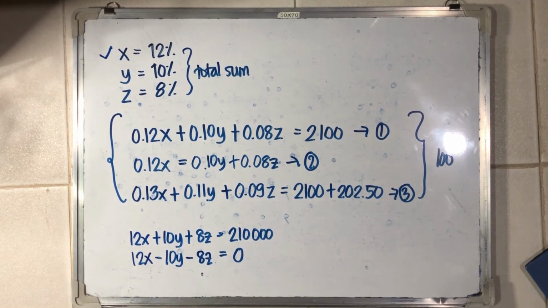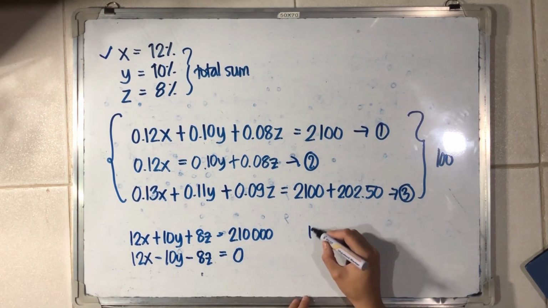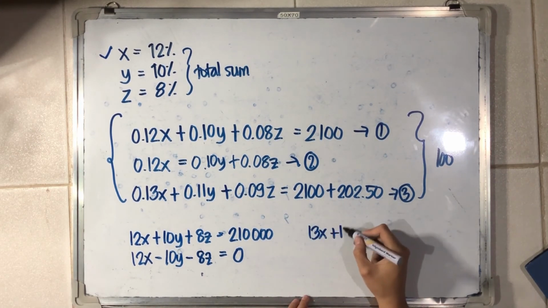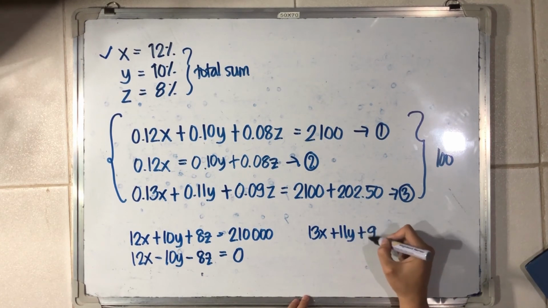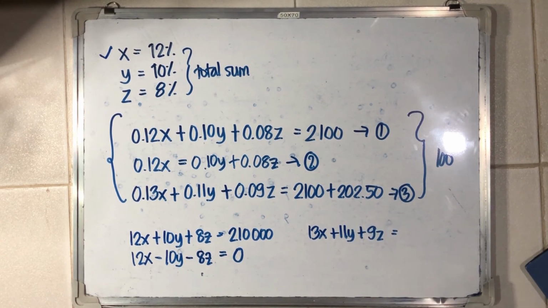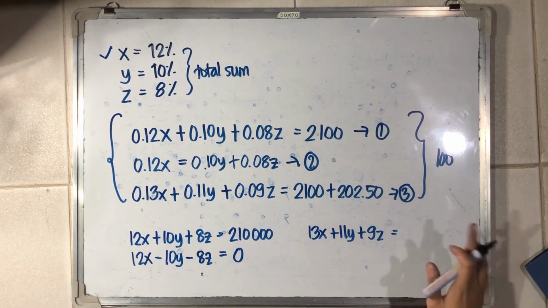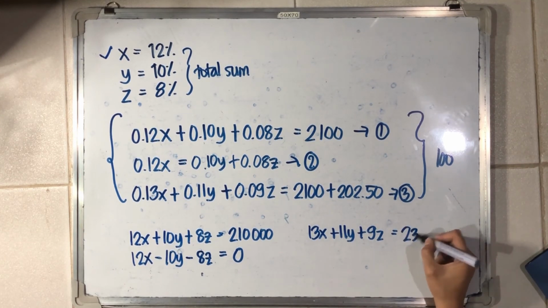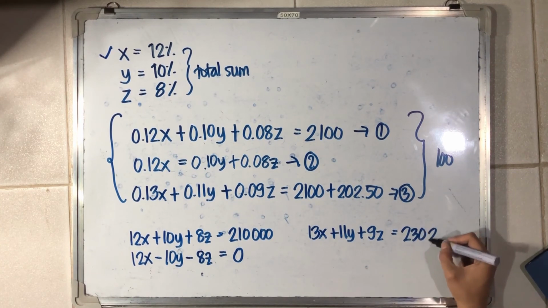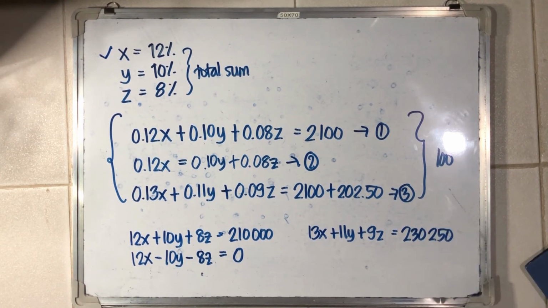That's equation 2. Then writing equation 3 here, we have 13x plus 11y plus 9z is equal to 2,100 plus 202.5 times 100 pa. Tama? Lahat sila minultiply kasi natin. That will give us 230,250 ang total. Okay? So, since i-assume natin na hindi mo pwedeng gamitin yung calculator mo na may 3 equations, 3 unknowns, so we need to proceed with our basic algebra dito.